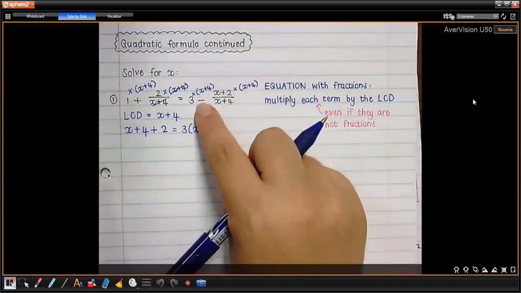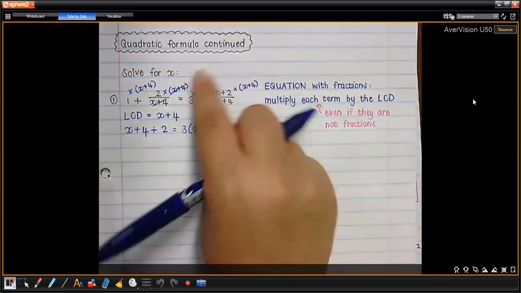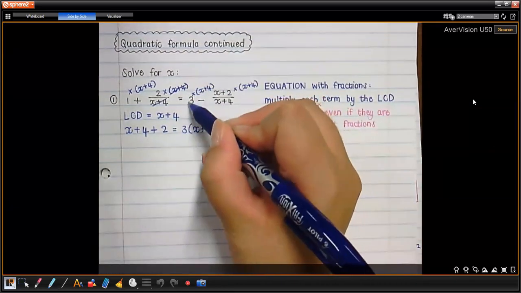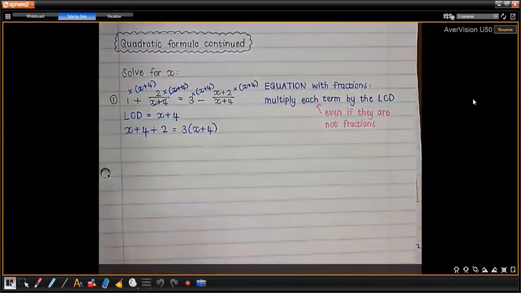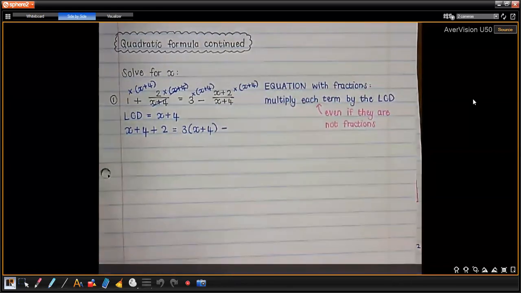I'm taking my third term and I'm multiplying it by x plus 4. Or if you want, you can multiply it into the bracket from the start there. That's also fine. If you see it's 3 times x and 3 times 4, you can do that straight away. That's fine. Minus, now this one is a bit more difficult.